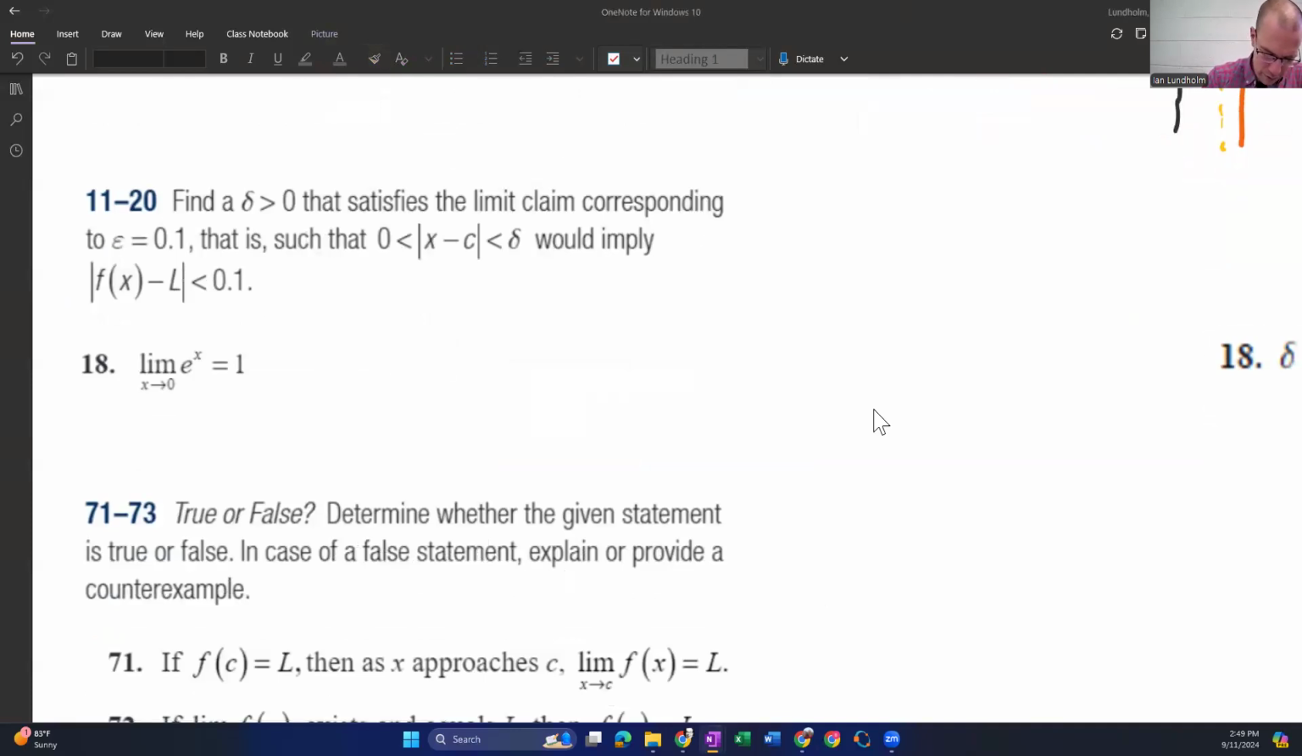Let's make this. And then e to the x would look like an exponential function. And the idea is, yes, this exponential function crosses the y-axis at the point (0, 1). And so the y value of 1 is the limit value that we're aiming for. That's our L.